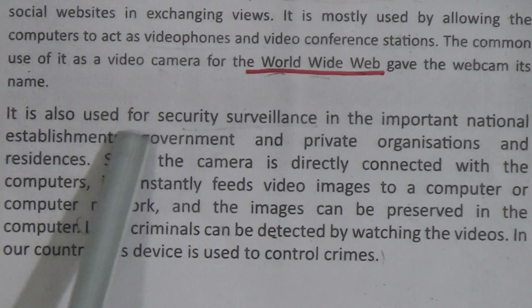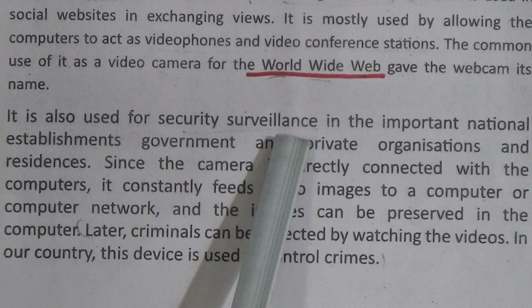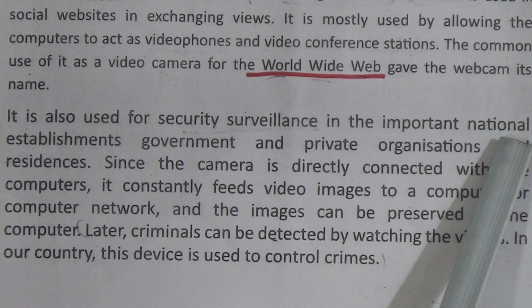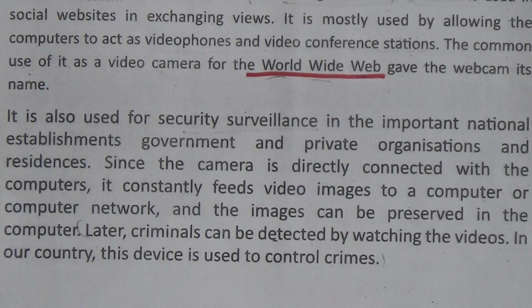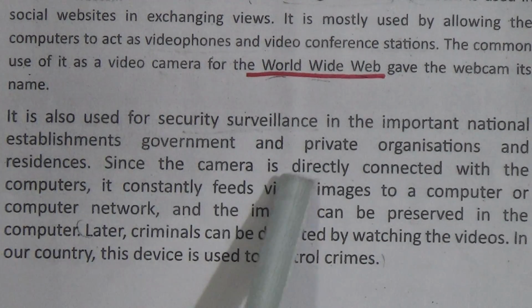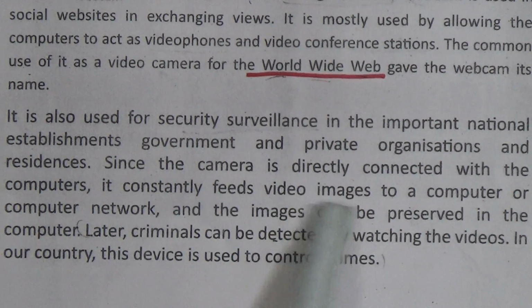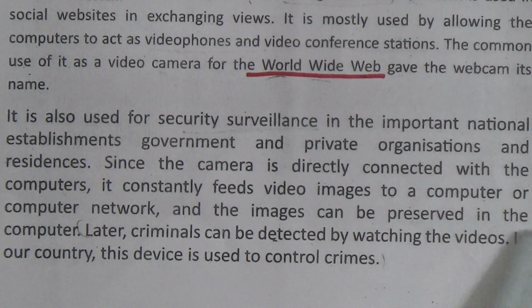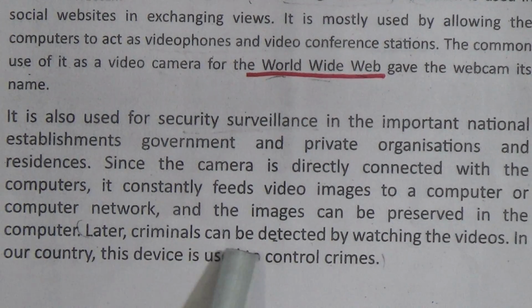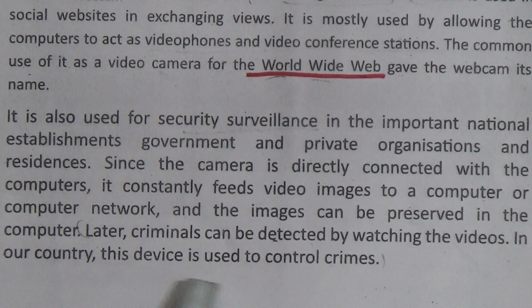It is also used for security surveillance. This close observation is used for security in important national establishments, government and private organizations and residents. Since the camera is directly connected with the computers, it constantly feeds video images to a computer or computer network and the images can be preserved in the computer. Later, criminals can be detected by watching the videos. In our country, this device is used to control crimes.